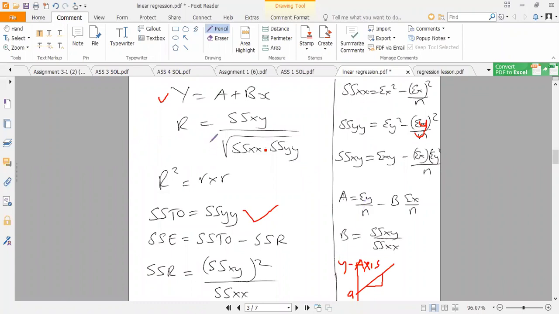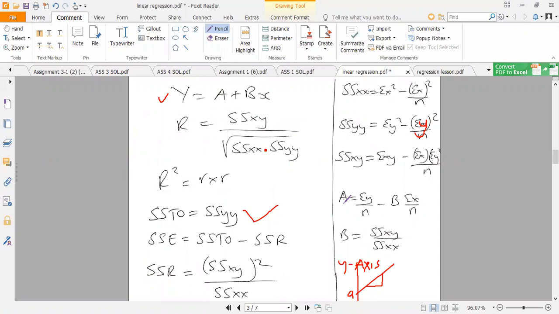Okay, so our r is the sum of squares xy over the square root of sum of squares xx times yy. Okay, I've seen it: there's xy and then there's also yy.